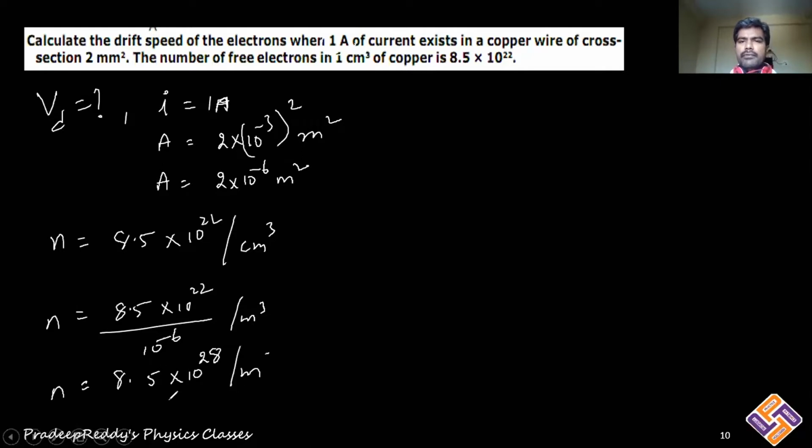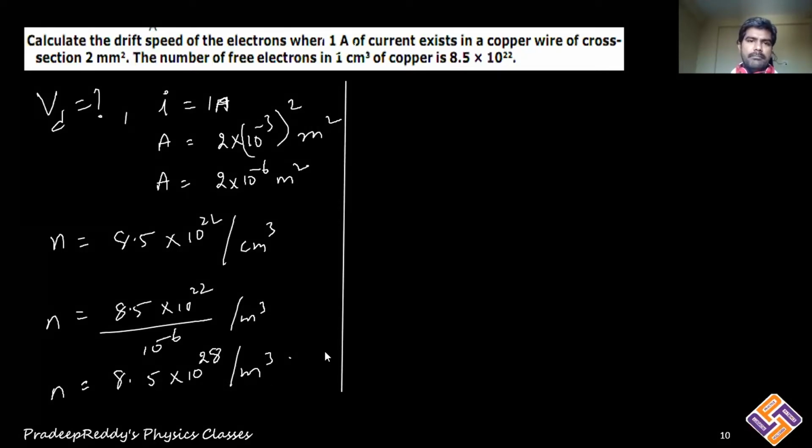So generally, for a conductor, the electron number density is of the order of 10 power 28. You need to remember that. If it is given in the problem, then you have nothing to do; you can take that value. If it is not mentioned in the problem, then approximately you can take 10 power 28 as the order of number density.